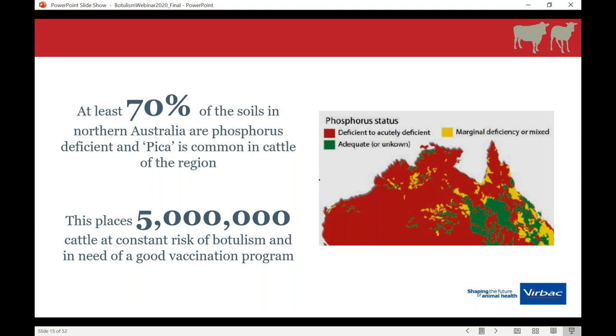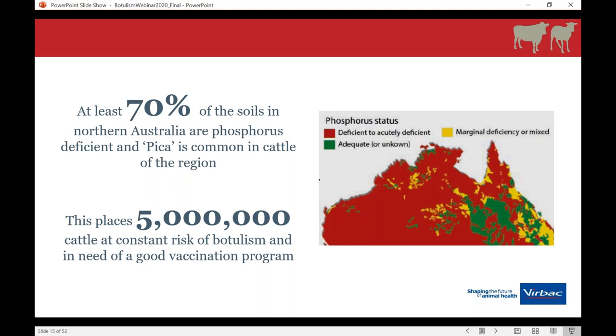This map here from Queensland DAF shows the estimates are that many parts of northern Australia are very low in phosphorus. So the link to botulism is that the idea is that if cattle are trying to chase some extra phosphorus, they will have a behaviour called pica. Pica means eating things you wouldn't normally do.